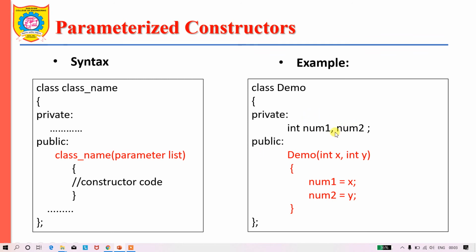Now here I have private data members num1 and num2, and I have a parameterized constructor demo. I have passed two parameters here, x and y, and here I am assigning the value of x to num1 and the value of y to num2. So whatever value is passed as an argument in the main function to the object, that value will be initialized to num1 and num2, which are the private data members of the object.